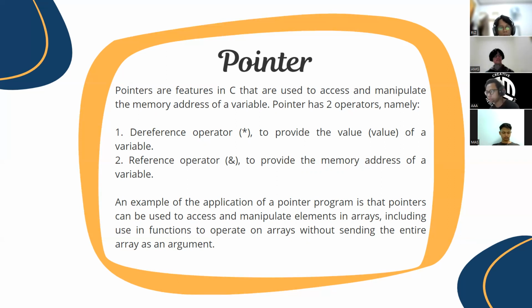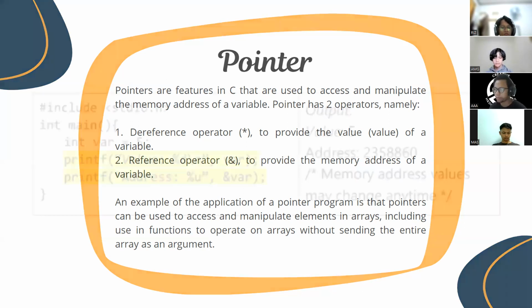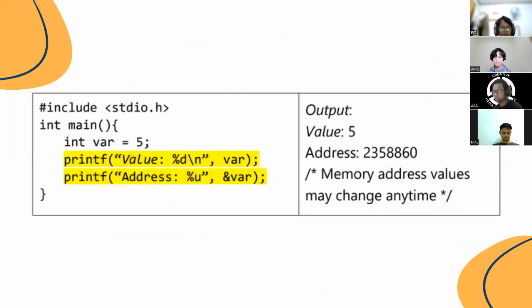An example of the application of pointers is that a pointer can be used to access and manipulate elements in arrays, including use in a function to operate on an array without sending the entire array as an argument. There is an example of a pointer. We can see that if we put an ampersand, or reference, before the variable, the output will not be the value, but the address of the variable. Note that the memory address value may change anytime.